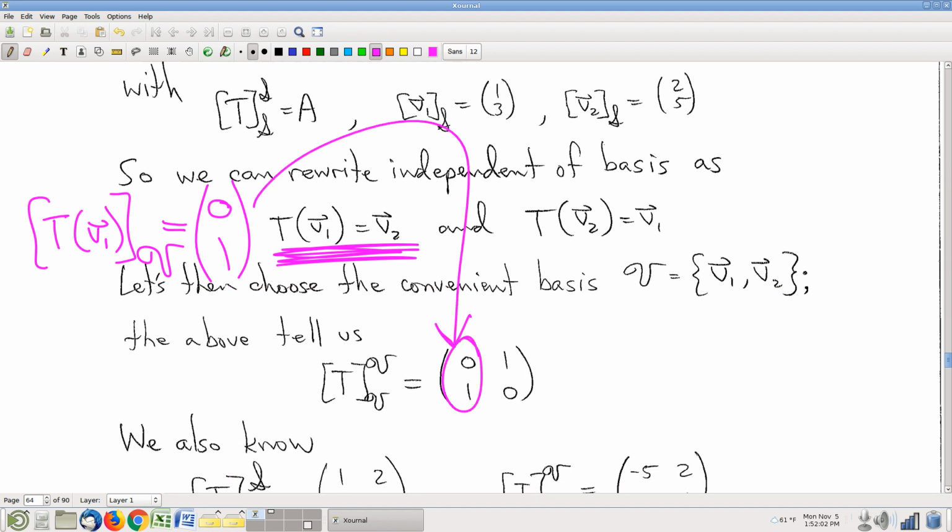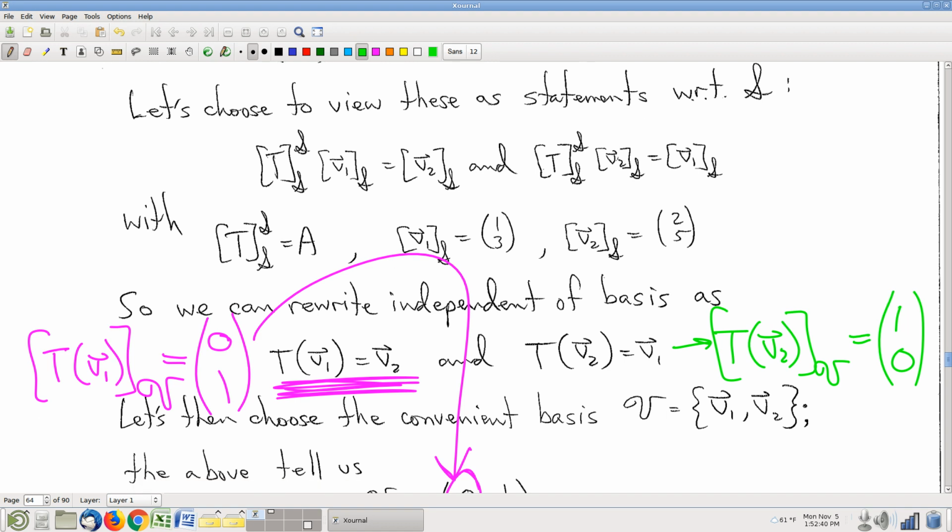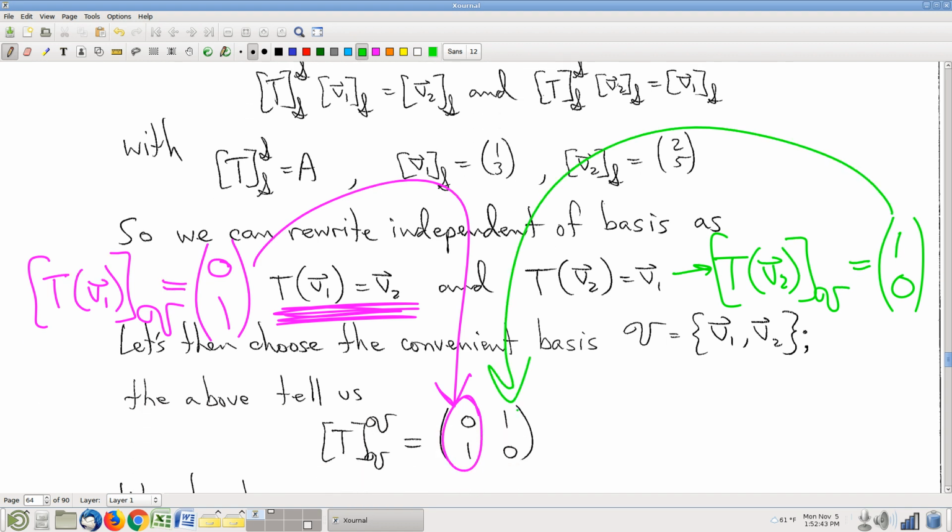becomes my first column. Okay, along those same lines, this statement here makes it easy to write down T of v2 with respect to the script V basis. Again, that's going to give me my second column. Whatever this ends up being, it's going to be my second column. Well, how do I write T of v2 as a linear combination of v1 and v2? Okay, well, this thing here, v1, is clearly 1 v1 plus 0 v2. So 1, 0 goes there.